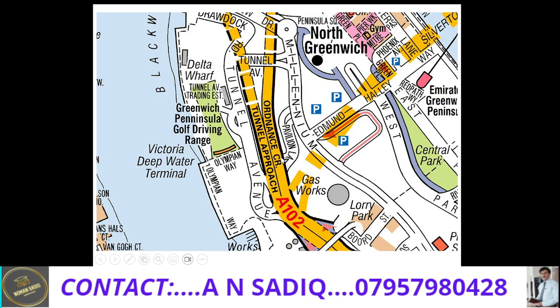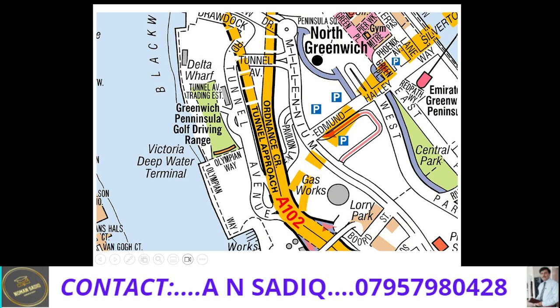You would not be able to go through here, or you would not be able to join this street, or you would not be able to go through here because it is closed, and you would not be able to go or join this A102 at this point because it is clearly closed here, also it is closed here.